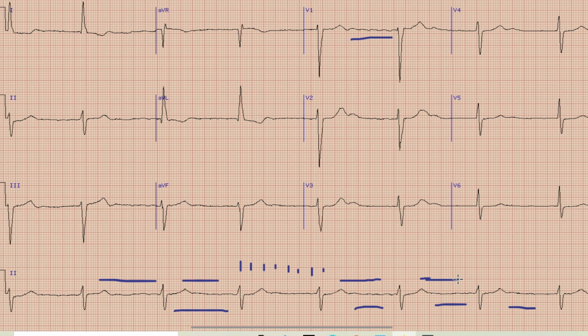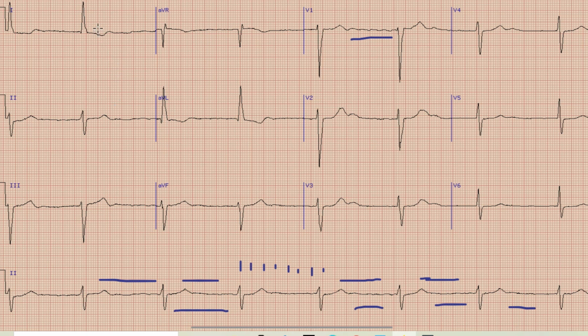So what is basically going on in this case? Possibly there is atrial fibrillation with complete heart block, which results in a heart rate of 40 beats per minute with regular RR intervals. And the escape rhythm in this case is junctional escape rhythm.